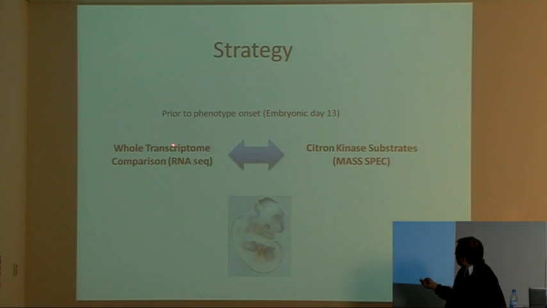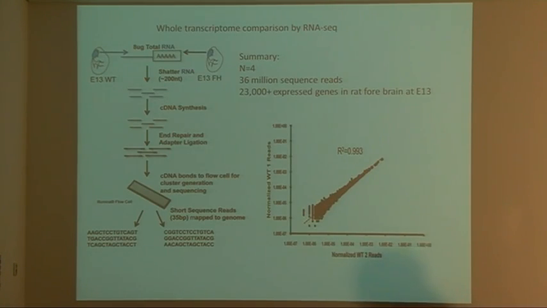Our approach was then to do these two screens. Take embryonic day 13 forebrain, which is a time when it's impossible to phenotype the brains. They look, for all intents and purposes, every assay we've done, the same between the wild type and the mutant. And use RNA-seq whole transcriptome comparison for expression levels.